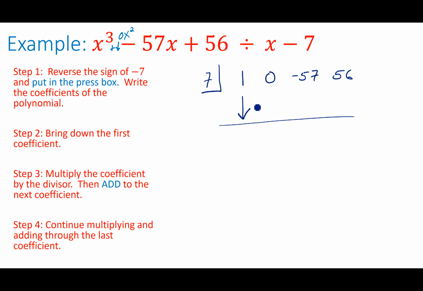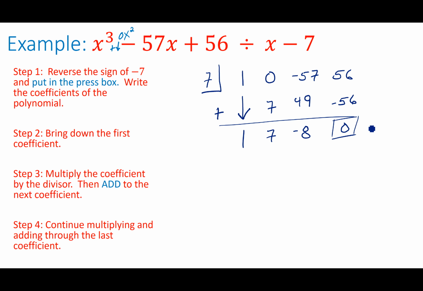Okay, so first step, we're going to bring the 1 down. And then we start multiplying by our press box and continuing to add. So 1 times 7 is 7. 0 plus 7 will give me a +7. 7 times 7 is a +49. -57 plus 49 ends up being -8. So again, we're adding as we move vertically. -8 times 7 is a -56. Add those together, we get 0.